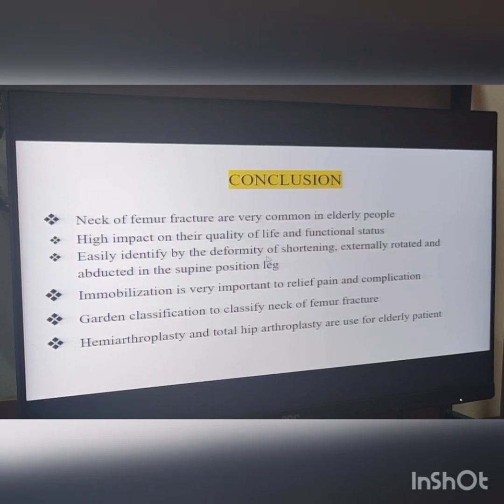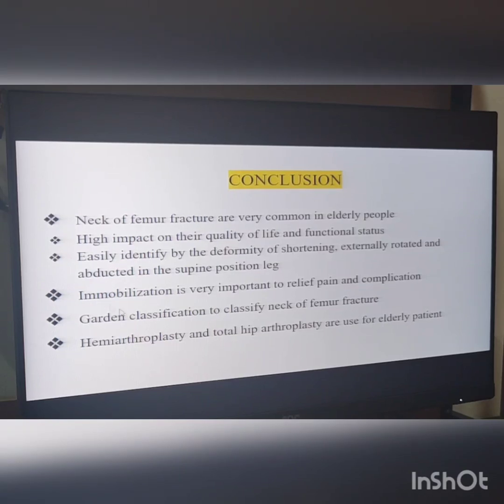It is easily identified by the deformity of a shortened, externally rotated and abducted leg in the supine position. I mentioned this earlier. This is very important in femur fracture, how to identify it and what the deformity is: shortening, externally rotated and abducted in the supine position.